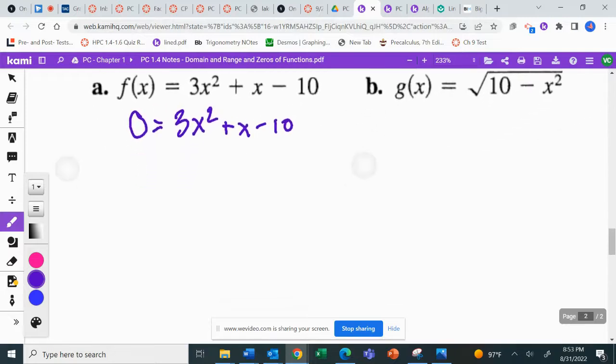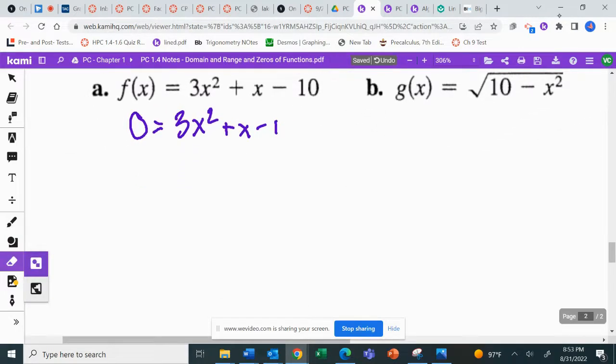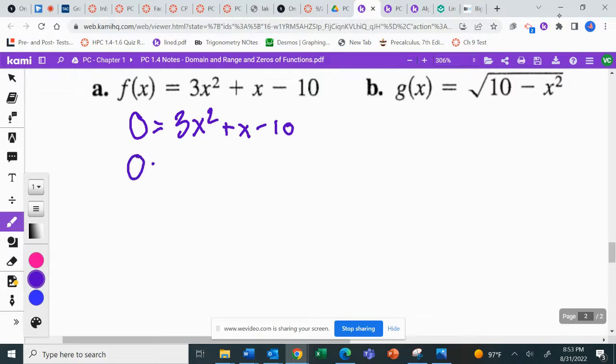Sorry, that was a little bit messy. Let me fix that. All right, and then we can use procedures for solving that we covered in Algebra 2. And there's a reason why we went over factoring the other day. This would be an excellent place to use factoring if it's possible. So I'm going to see if I can factor this expression right here.